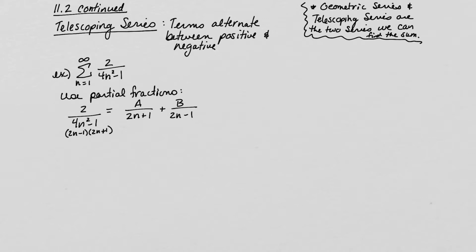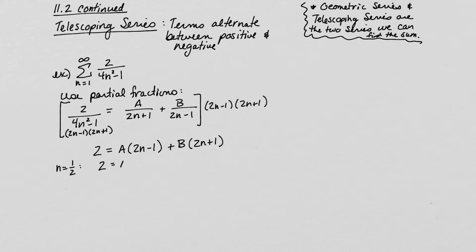Questions? Okay, so this is the same partial fractions we did before. If we multiply this by 2n minus 1 times 2n plus 1, we're going to end up with 2 is a times 2n minus 1 plus b times 2n plus 1. And anybody want to take a guess? What's a nice value I could plug in here? Yeah, a half. So if n is equal to 1/2, we're going to have 2 is equal to a times 2 times 1/2 minus 1 plus b times 2 times 1/2 plus 1.